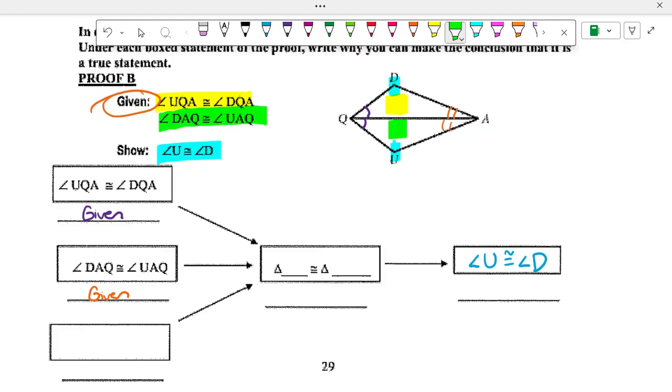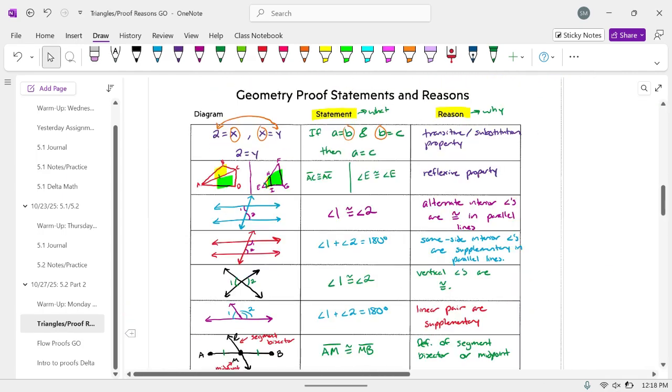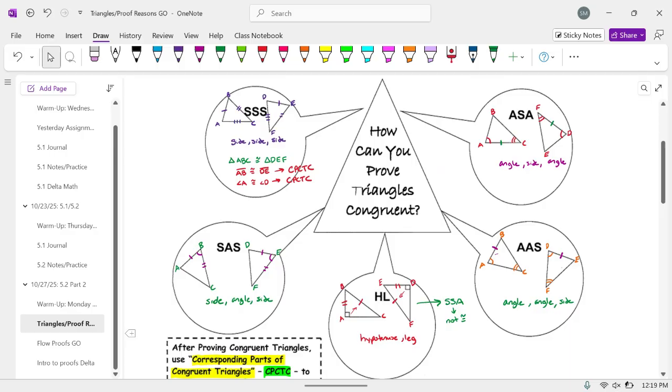Angle side side. Nope. Side angle side. No. Guys, out of all of these, which one has two angles? Out of all of these postulates listed, which one has two A's? Angle angle side, and angle side angle. So we have to prove it by one of those two.